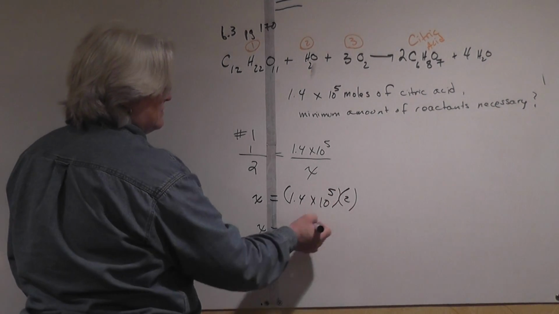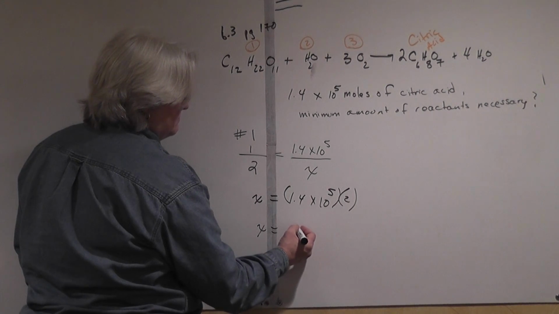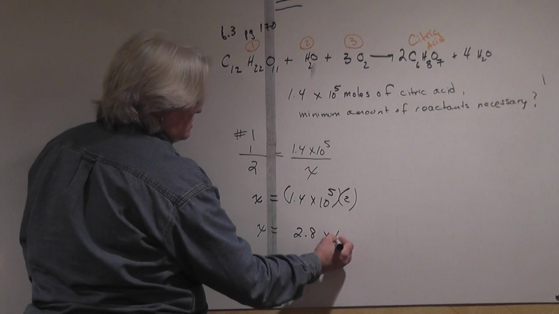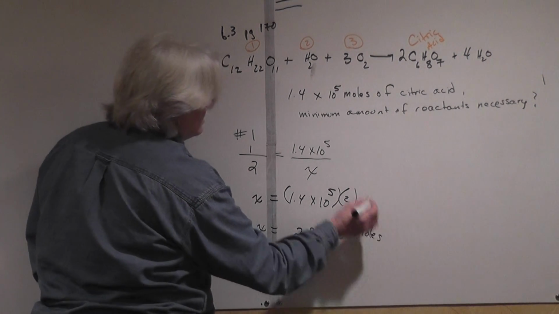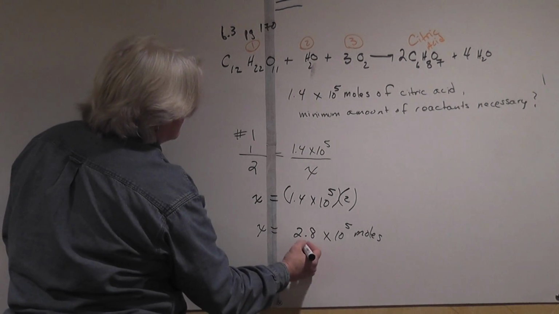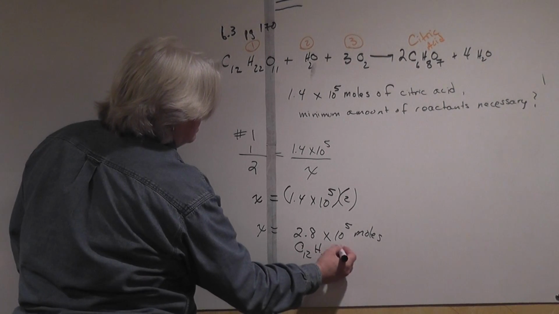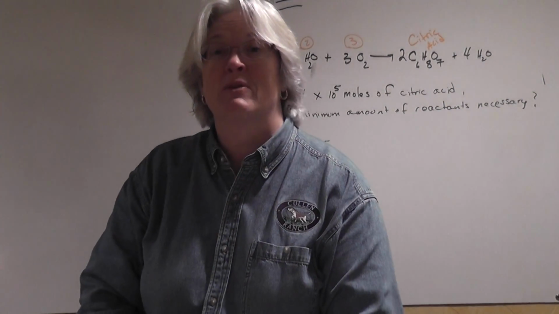So we have 2 times 1.4, 2.8 times 10 to the 5th moles of this compound, C12H22O11. Now that seems ridiculously easy. Let me verify.